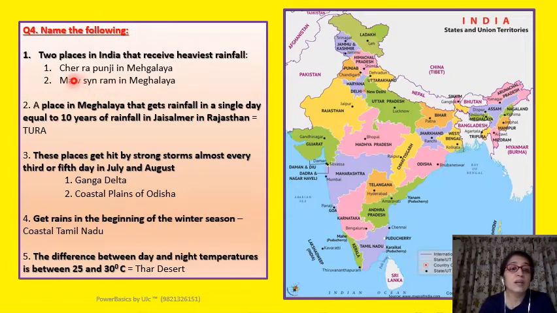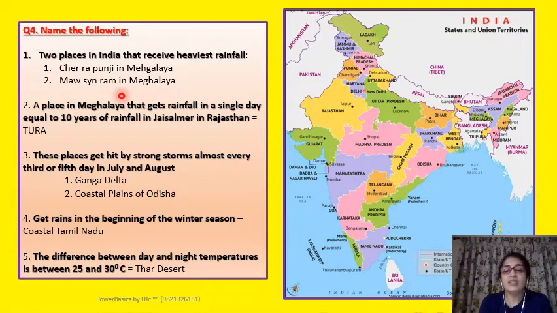I have broken these up like this so that you understand the sound and learn the spelling. Marks will be cut for spellings. Cherrapunji, 2 R's. Cherrapunji in Meghalaya, Mawsynram in Meghalaya. These 2 places have the maximum rainfall, the heaviest rainfall in India.